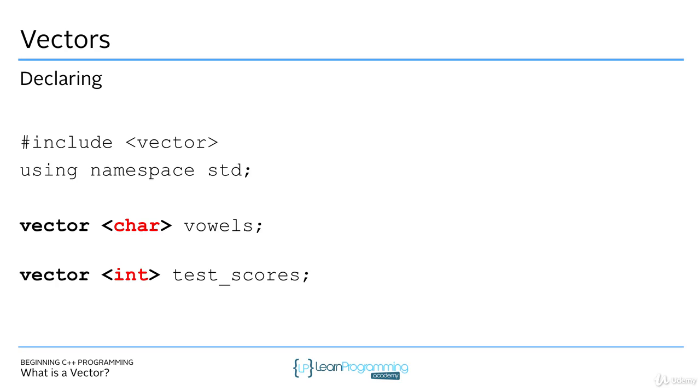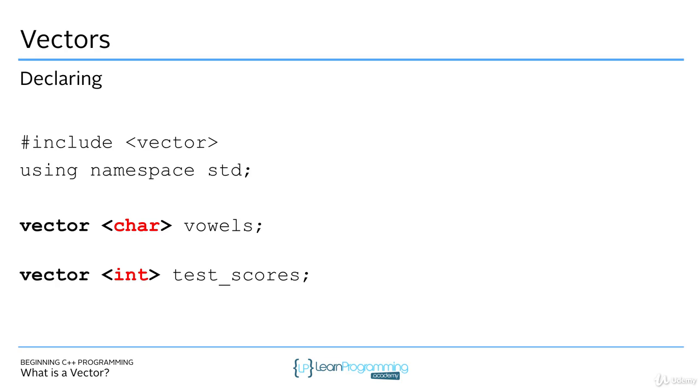We can create a vector of any type we want, just like we did with arrays. Here's the syntax for vectors. Don't worry at this point what the differences are. We'll cover this in a future section. Since the vector is an object-oriented template class, we must include the type of the elements of the vector inside the angle brackets. So for example, vowels is a vector or a collection of characters. Test scores is a vector of integers. Both these examples create an empty vector that contains no elements.